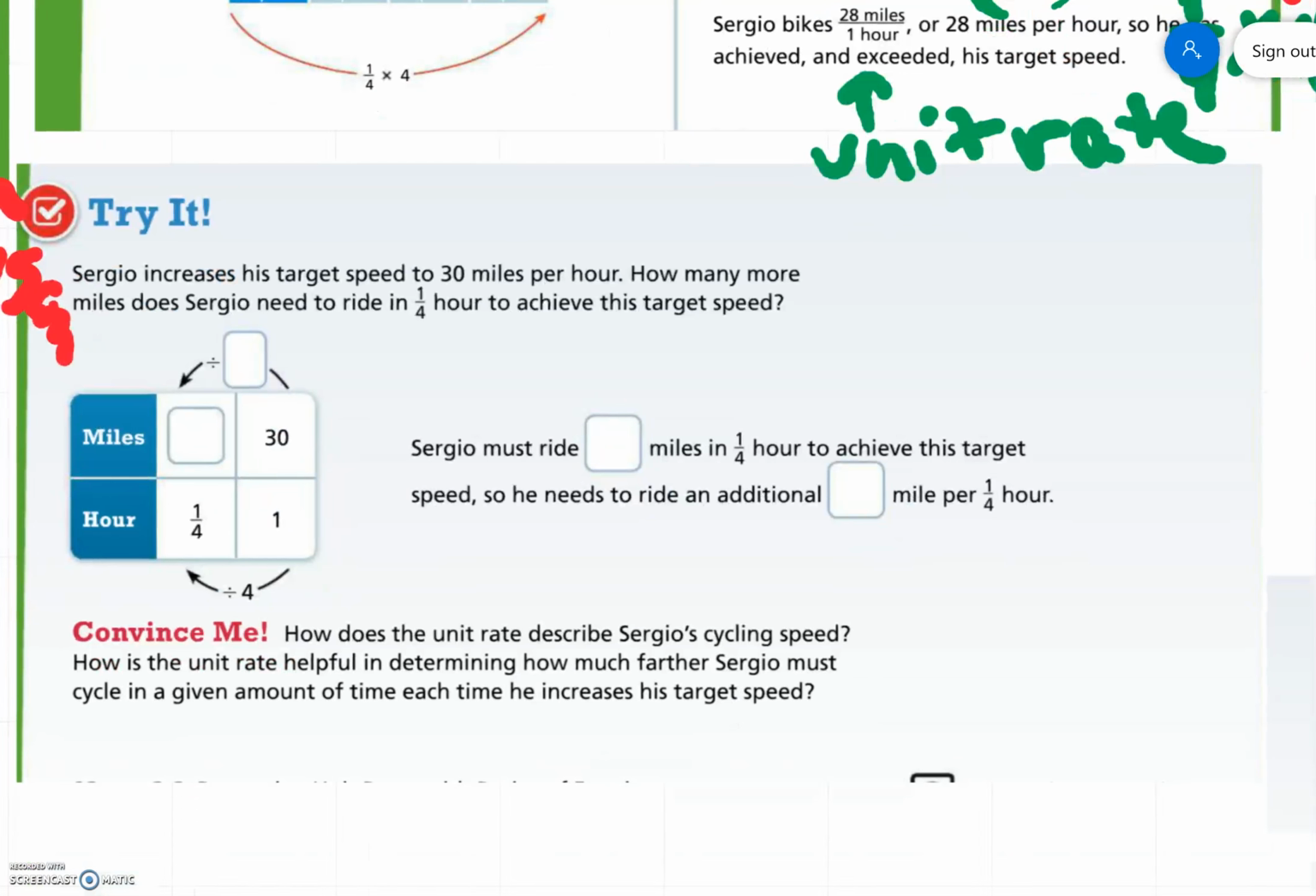Let's try it. Sergio increases his target speed to 30 miles an hour. How many more miles does Sergio need to ride in 1/4 of an hour to achieve his target speed? So now we're going the other way. We're going from 1 to 1/4, so we have to divide by 4. Whatever you do to the bottom, you do to the top. 30 divided by 4 equals 7.5. So Sergio must ride 7.5 miles in 1/4 of an hour to achieve his target speed.